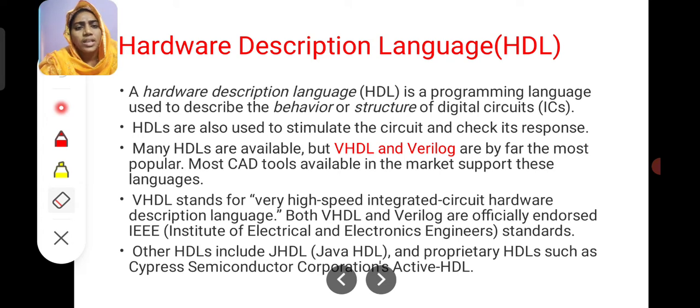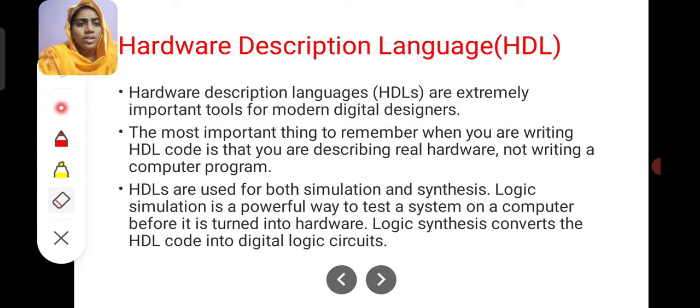So we have different types of HDLs. We use VHDL and Verilog. VHDL stands for Very High Speed Integrated Circuit Hardware Description Language, whereas Verilog is just Verilog HDL. Hardware description languages are extremely important tools for modern digital designers. So nowadays, if we want to design any hardware circuitry, we use VHDL or Verilog, meaning HDLs.